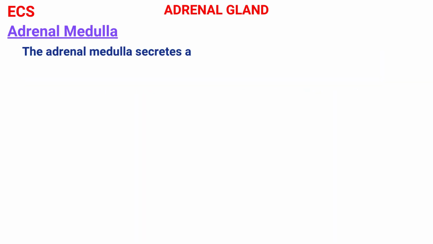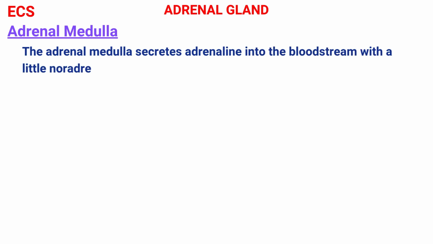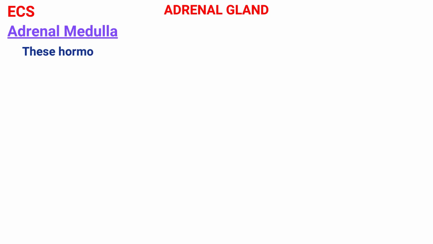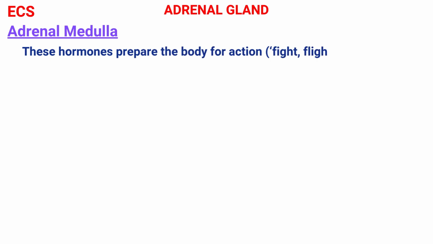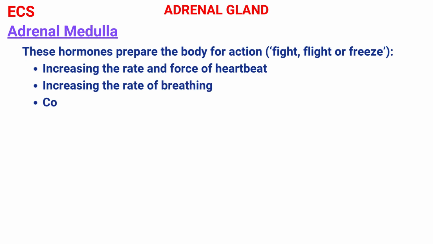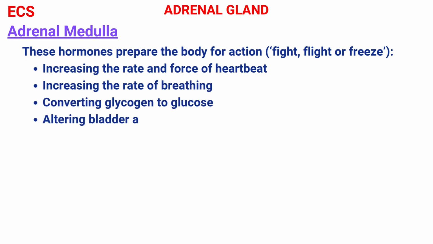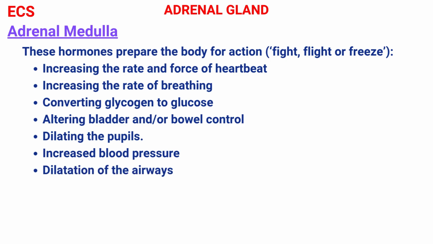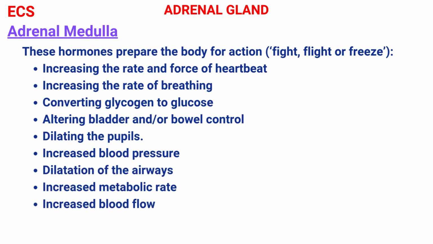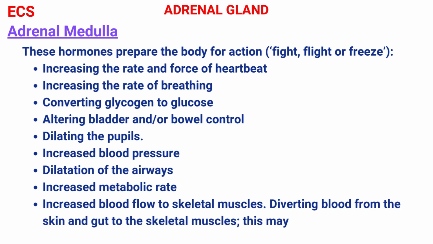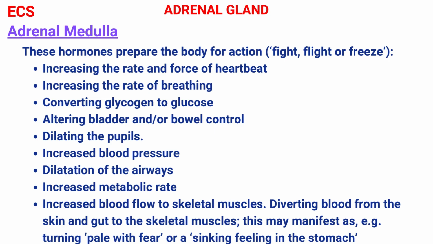The adrenal medulla secretes adrenaline into the bloodstream, with a little noradrenaline, when a person is frightened, alarmed, or excited. These hormones prepare the body for action, called fight, flight, or freeze, by increasing the rate and force of heartbeat, increasing the rate of breathing, converting glycogen to glucose, altering bladder or bowel control, dilating the pupils, increasing blood pressure, dilating the airways, increasing metabolic rate, and increasing blood flow to the skeleton. This happens by diverting blood from the skin and gut to the skeletal muscles. Because of that, a person may develop pale skin or a sinking feeling in the stomach.